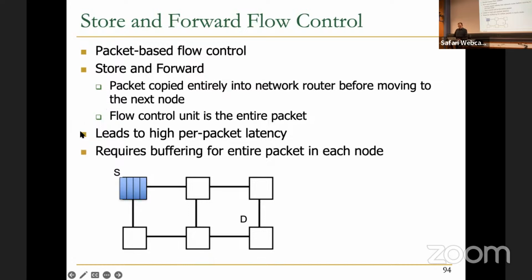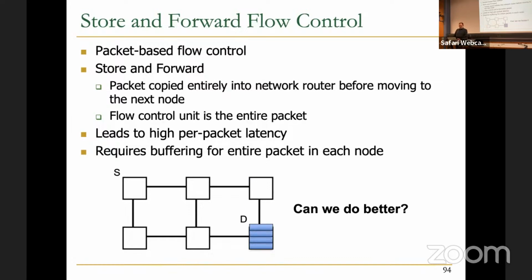But essentially, it leads to high per-packet latency because you don't pipeline your packet traversal. So your packet needs to arrive completely at the next node and then be sent. So you have per-packet latency, and it requires buffering for the entire packet in each node, which might be expensive. So if your packets are large, you need to have enough buffers per node such that you can store the whole packet completely. So here is this example. You send the packet completely to this intermediate node, and then you can forward it. Store and then forward.